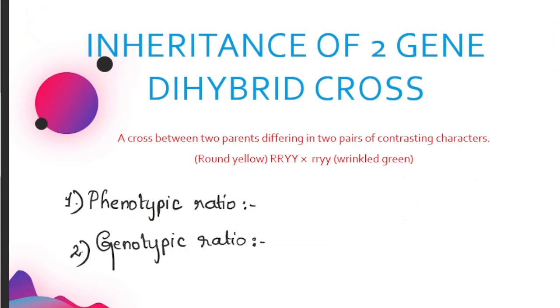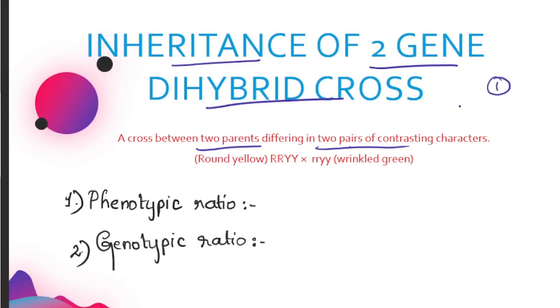Now let us move to the next one. The next thing, you can see here, is inheritance of two genes, dihybrid cross. So now we are going to study the dihybrid cross. Dihybrid cross means it is a cross between two parents differing in two pairs of contrasting characters. In the monohybrid cross, we studied only the crossing of one character, like we crossed a tall plant with a short plant. Only one character we crossed.